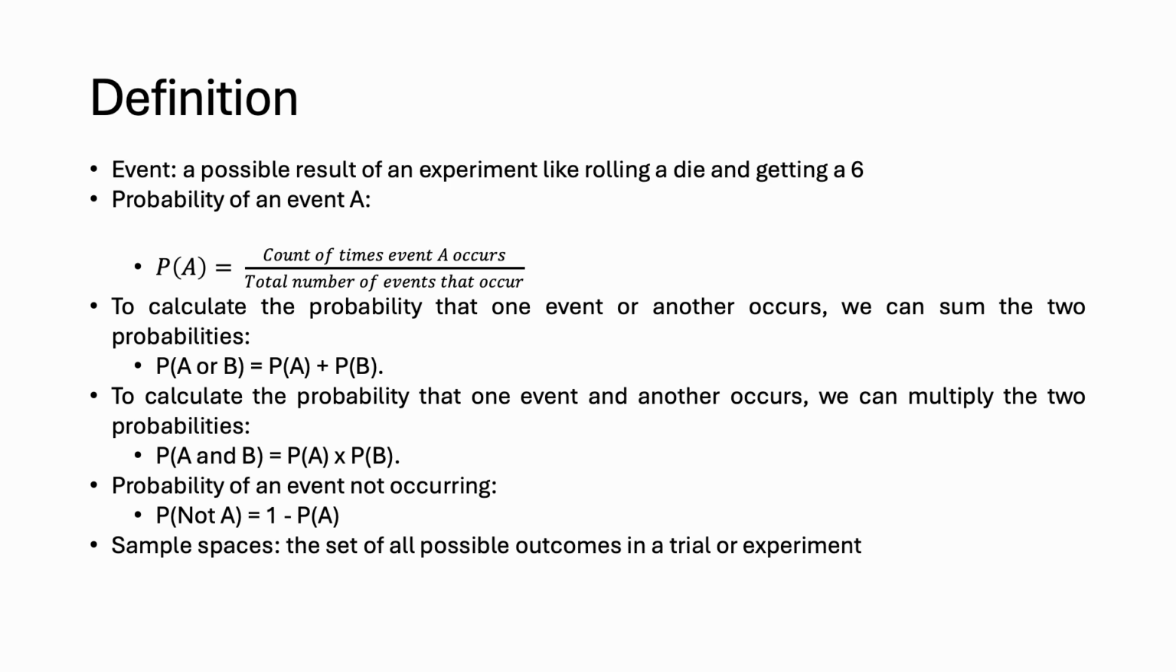It only applies if A and B are independent, which means that the probability of A occurring does not change the probability of B occurring. And the probability of an event not occurring is one minus the probability that it does occur. And the sample space is the set of all possible outcomes in a trial or experiment.